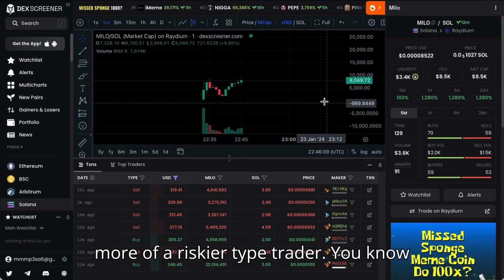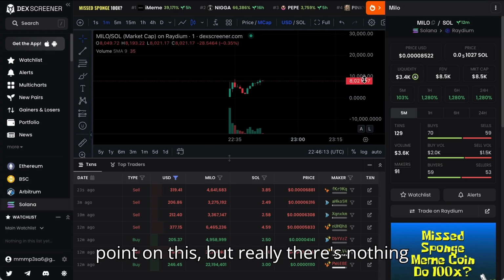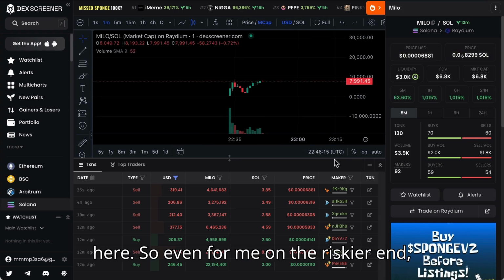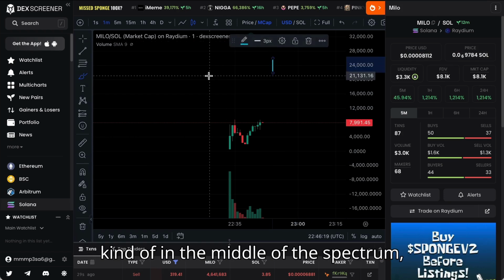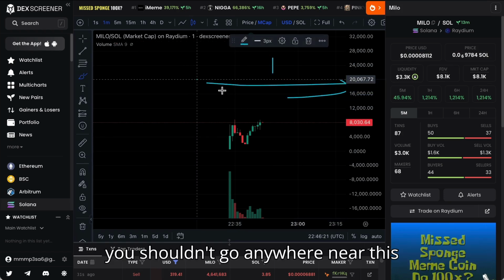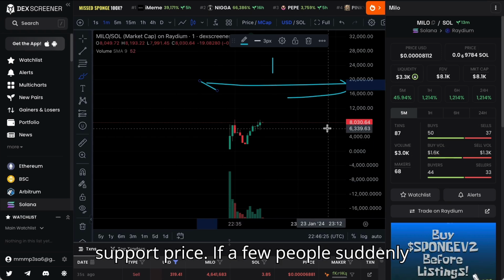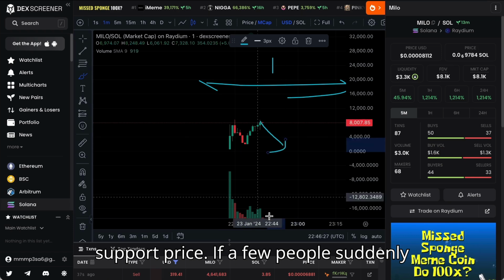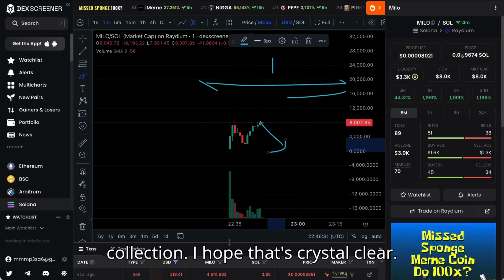But I'm more of a riskier type trader, sometimes I might still take a punt on this, but really there's nothing here. So even for me on the riskier end, there's nothing. For most of you who are kind of in the middle of the spectrum, you shouldn't go anywhere near this collection. There's nothing in here for you. There's nothing that will hold or support price. If a few people suddenly sell, there's no liquidity, nothing. You should have nothing to do with this collection. I hope that's crystal clear.